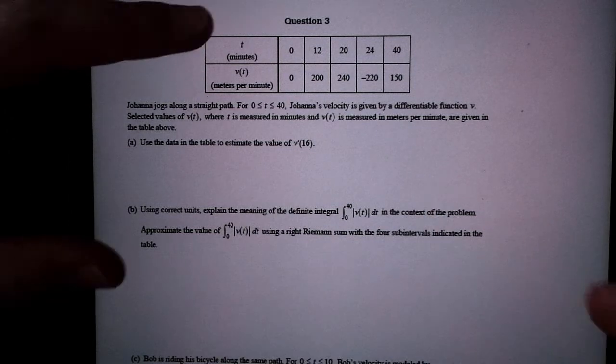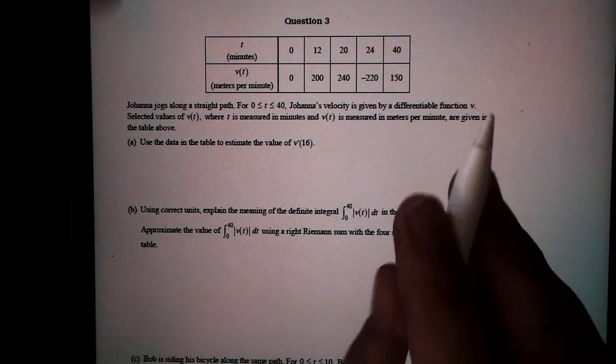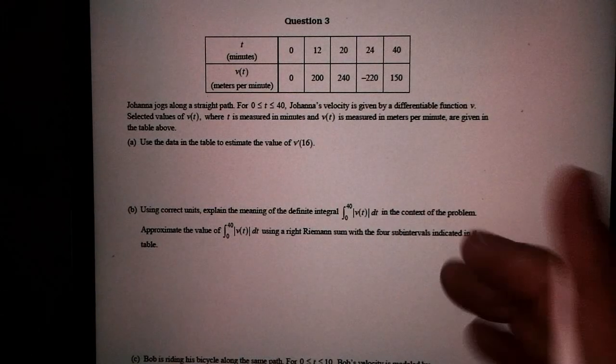So for question number 3, we're talking about Joanna. Now Joanna is going out for a jog. But before we go into the problem, I want to take a look at this table right here. That gives me a lot of information already and kind of what I should be anticipating for the problem.